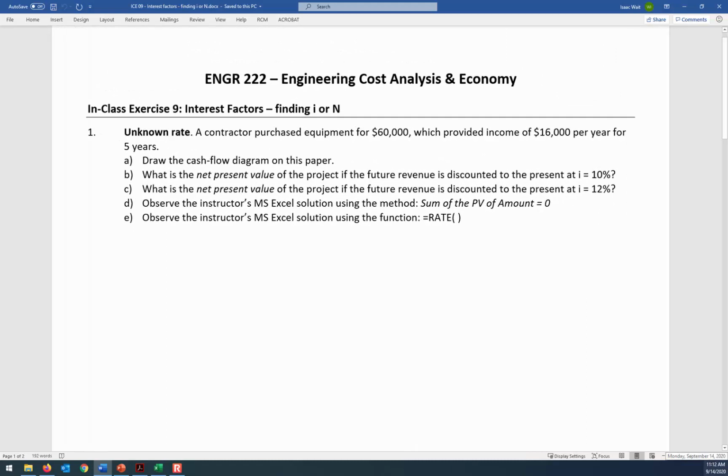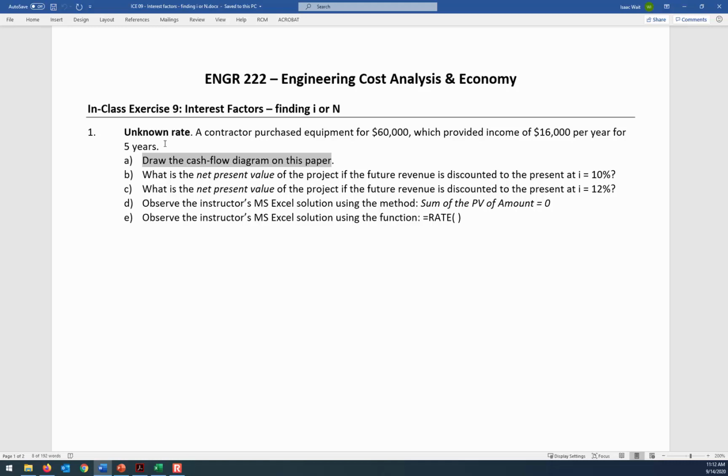All right, so here's the problem setup for the first question, where we're going to be solving for an unknown interest rate. A contractor purchased equipment for $60,000, which provided income of $16,000 per year for 5 years. And so that's going to be the first thing. Draw a cash flow diagram on the paper. We don't know the interest rate, but we can summarize that there's an outflow at the present because of a purchase and an inflow for 5 years.